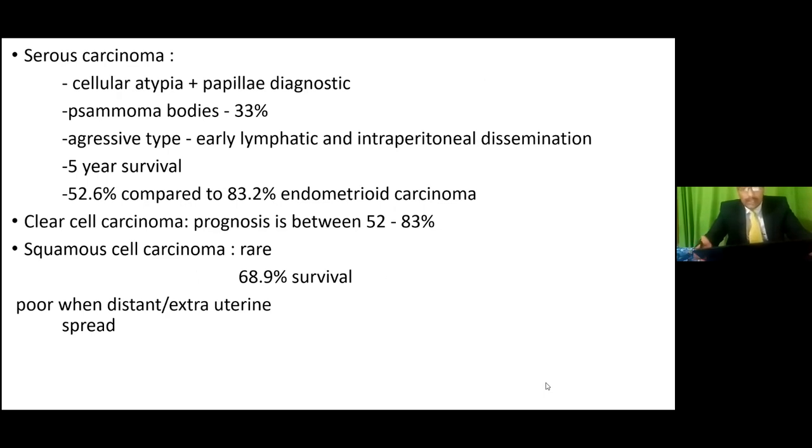Coming to clear cell carcinoma, the prognosis is usually between 52 and 83%, that is, between the serous and the endometrioid, with around 62% 5-year overall survival. Squamous cell carcinomas are usually rare, with 68.9% survival, and the prognosis is poor when there is distant extrauterine spread.